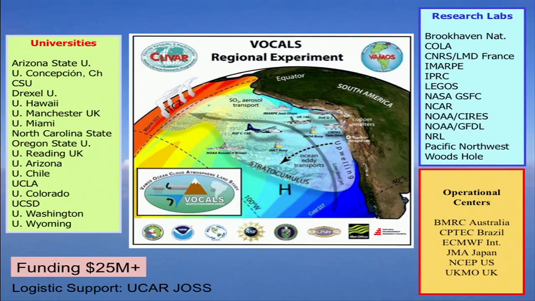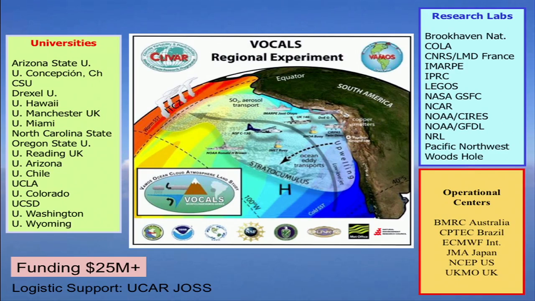Being an American experiment, of course, they have to design a nice patch you can wear on your jacket. And this one was funded in the UK by the Natural Environmental Research Council, NERC. And it involved all these universities, research labs, and operational centres. Operational centres are the UK Meteorological Office, the European Centre for Medium-Range Weather Forecasts, etc., and also the Bureau of Meteorology Research in Australia.